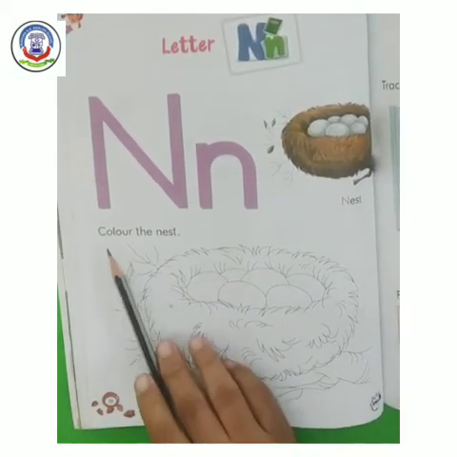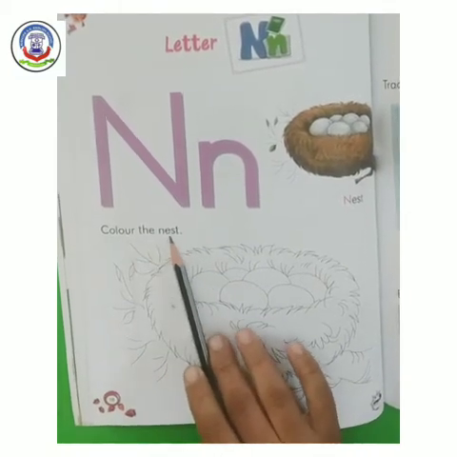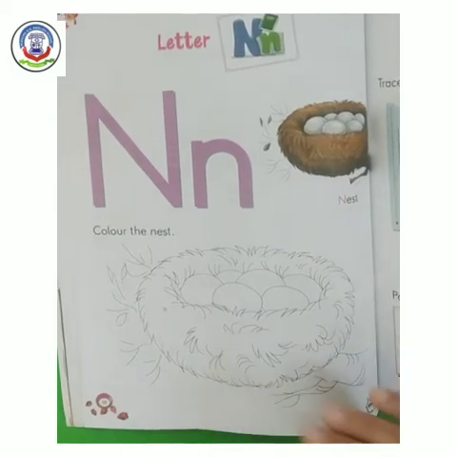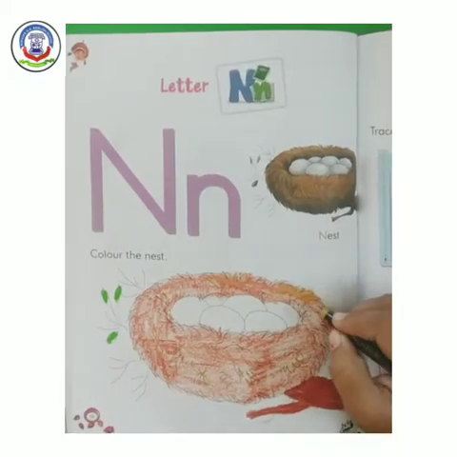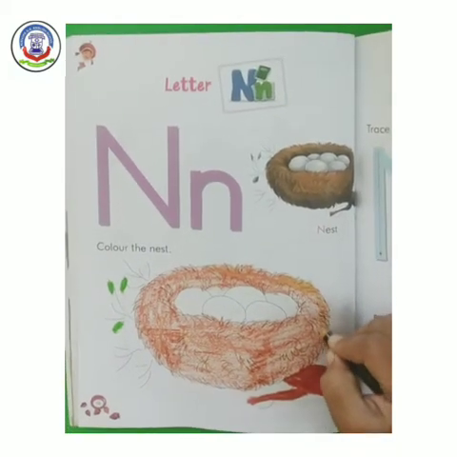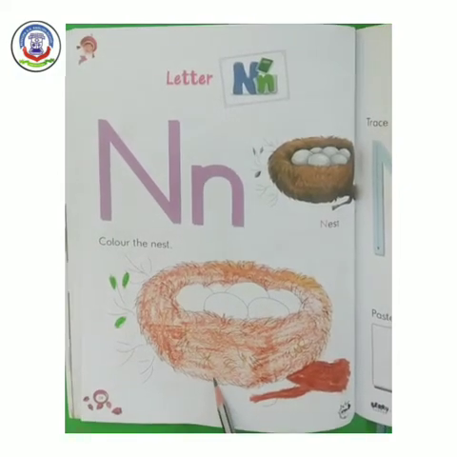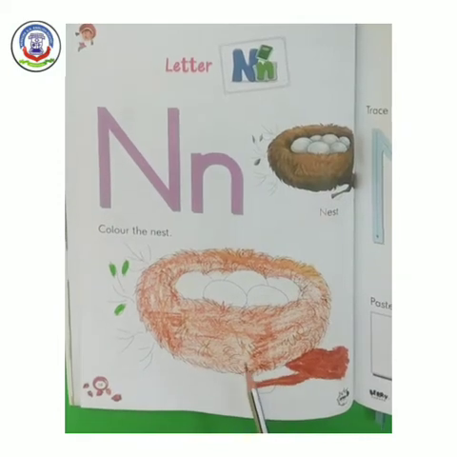See here. Color the nest. So kids, we have to color in this picture. Let's start. Like this, you have to fill the color in this picture. N says na, na, na, next.